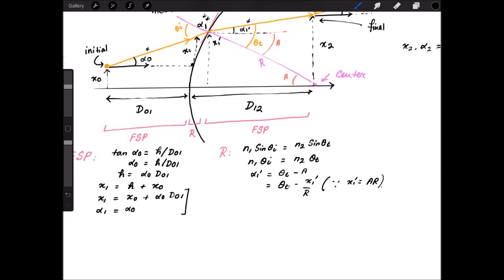Now let's relate theta t with theta I. So from the above equation we can write, by Snell's law, theta t is n1 over n2 times theta I minus x1 prime over R. So now let's see what theta I was.